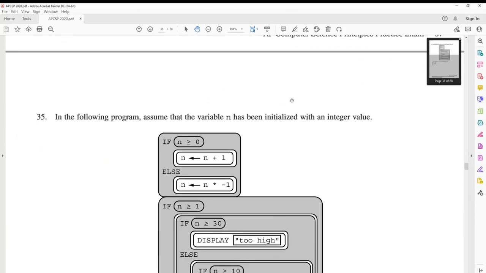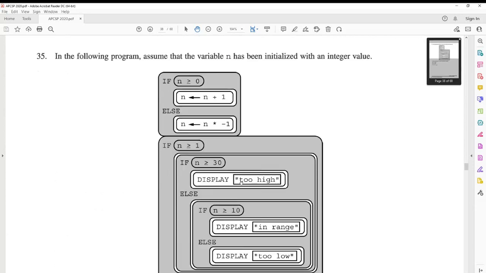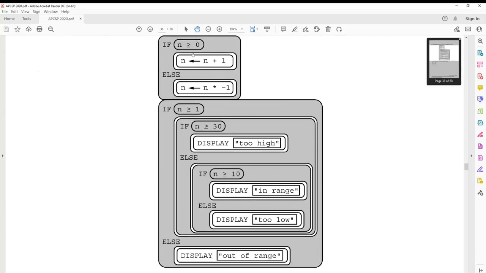Okay, 35 is an algorithm. Which of the following is not a possible value displayed by the program? So which one is not possible? Here, if n is greater than or equal to 0, n increases. Actually, if n is less than 0, you make it positive. So let's look at this one. If you are 0, your n will become 1. If you are 1, you will become 2. So there is no possible 0 over there.